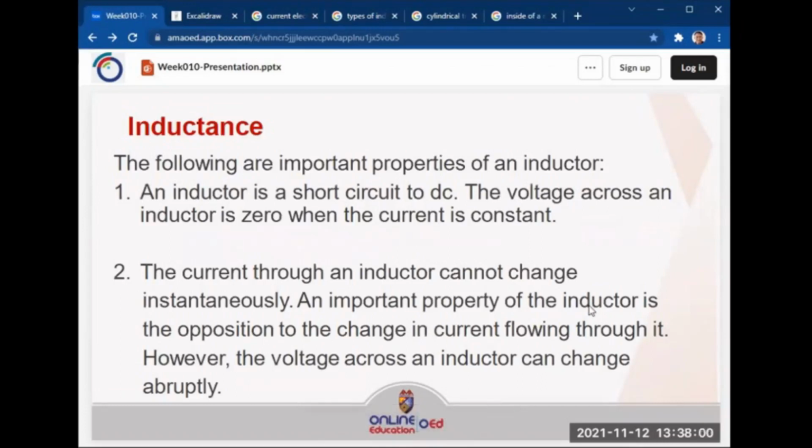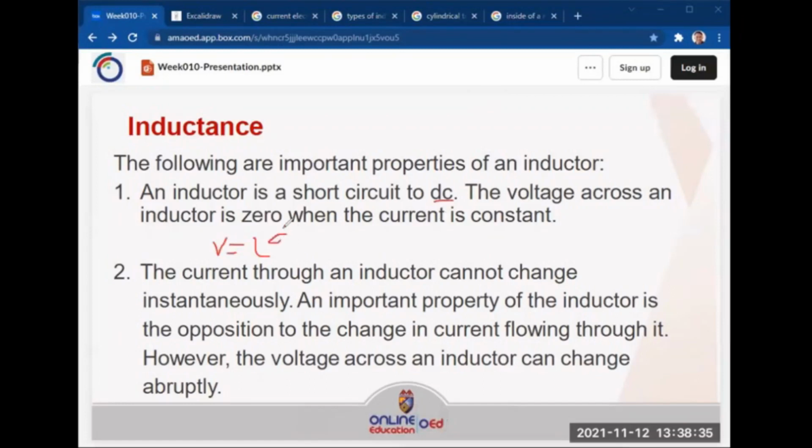So these are the following important properties of an inductor. Number 1, an inductor is a short circuit to DC. Again, it allows DC to pass. The voltage across an inductor is 0 when the current is constant. Since the inductor is a short circuit to DC, and a short circuit has 0 volts, remember that: in DC, the voltage across the inductor is 0.